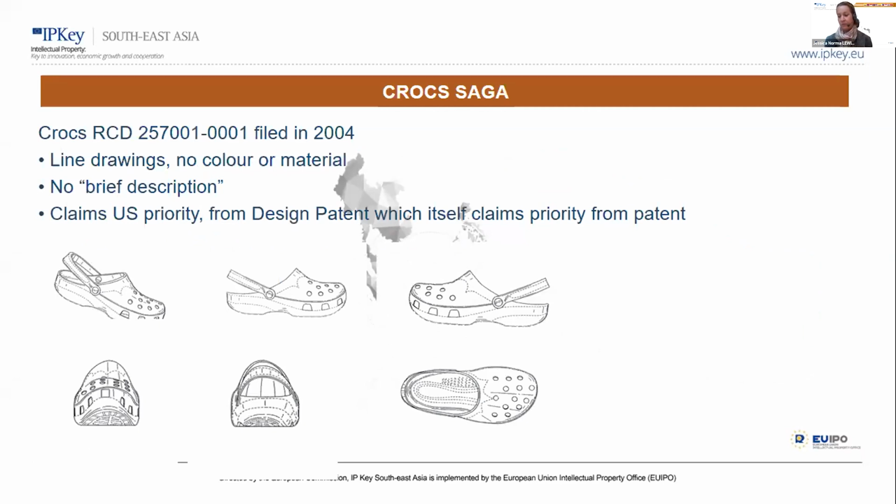The story started in the years 2002. It was supposed to be a shoe for sailing, and then it had the big success that we all know. And Crocs filed its first registered community design in 2004 with the 6 representations that you can see on screen. So you have line drawings, you have no color or material, you have no description, and they claim the priority of a US design patent. Then we can move to the next slide.